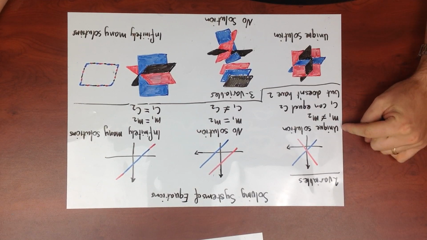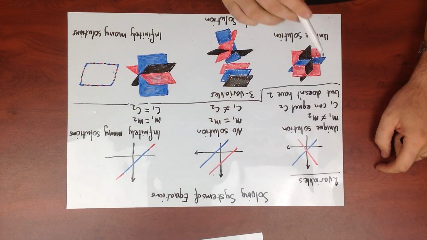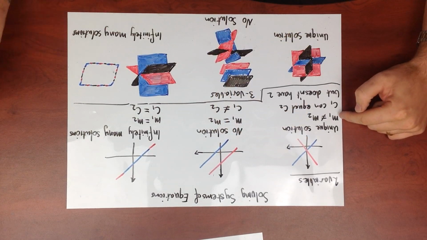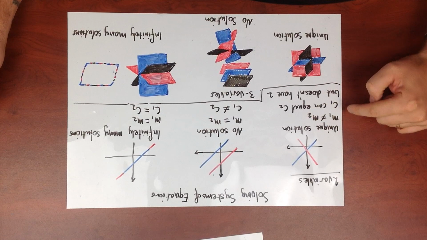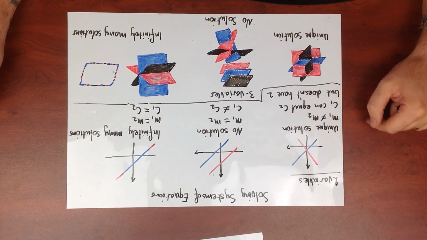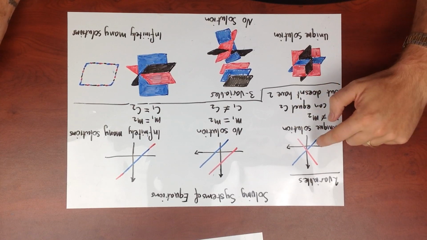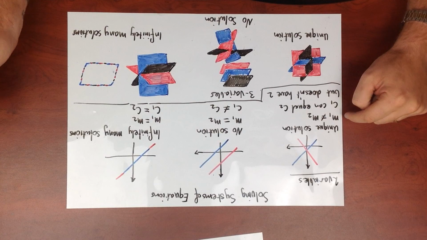We can be trying to find a unique solution where our 2 lines just cross at some point. When that's the case, our gradients do not equal each other, and our c values, if we're talking about y equals mx plus c, can be equal, but they don't have to be. In this case it looks like they are equal, but they wouldn't need to be.